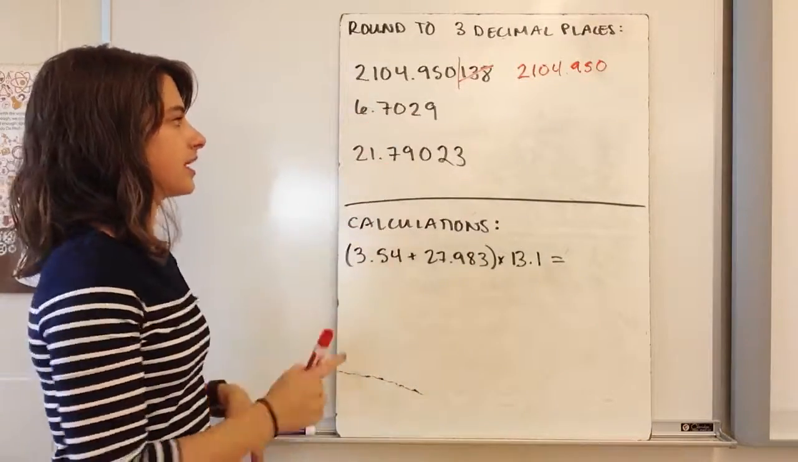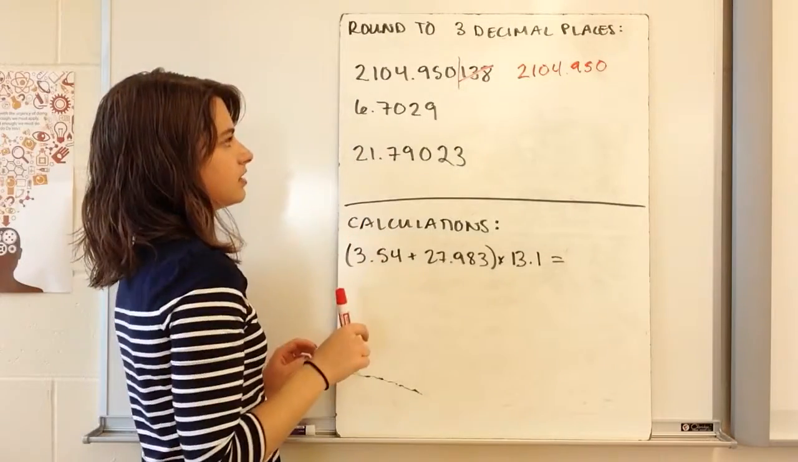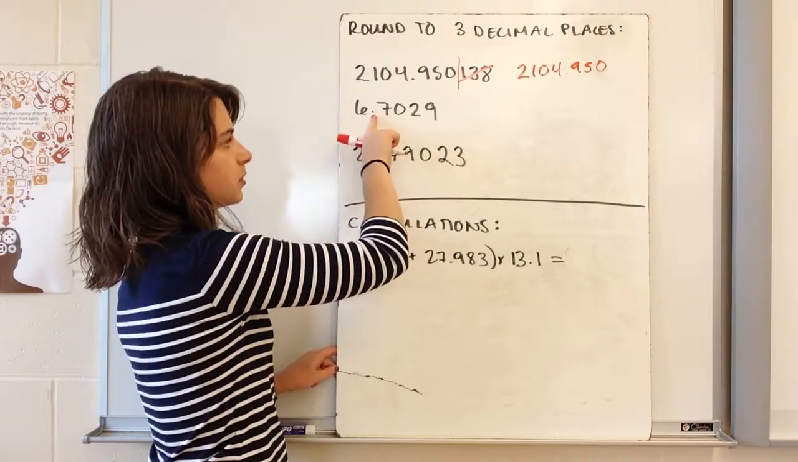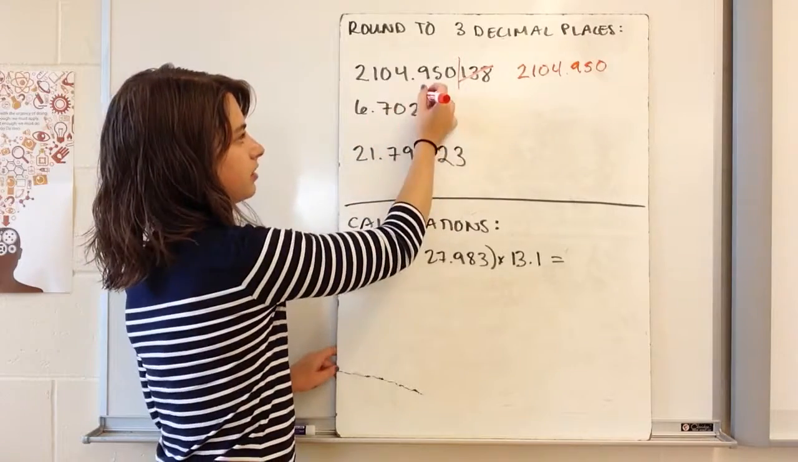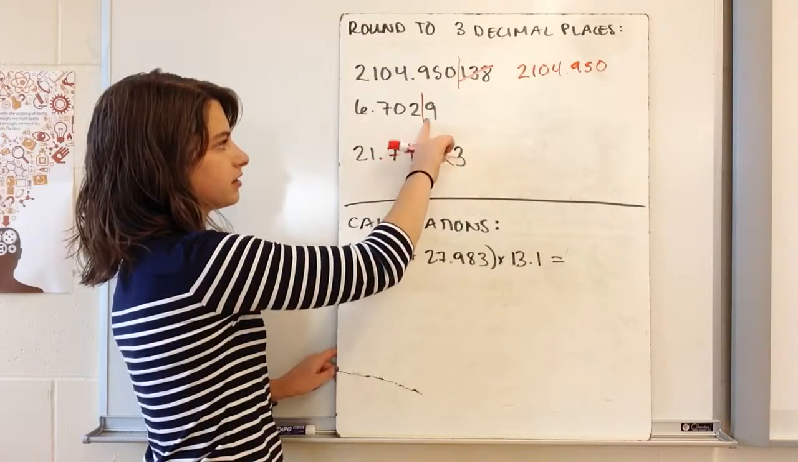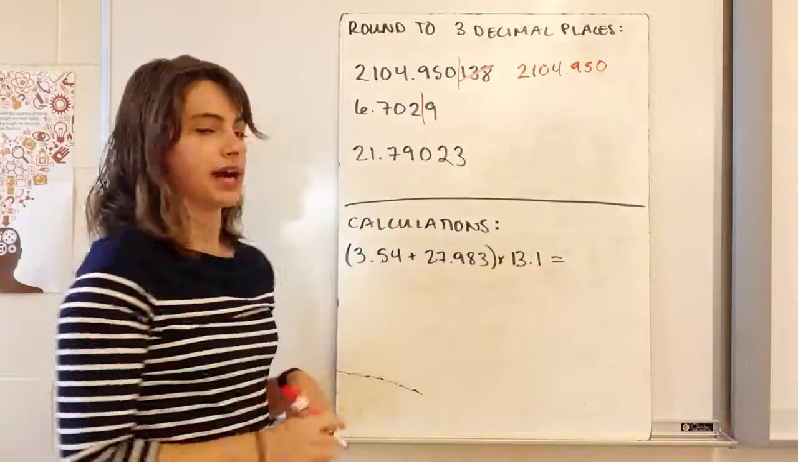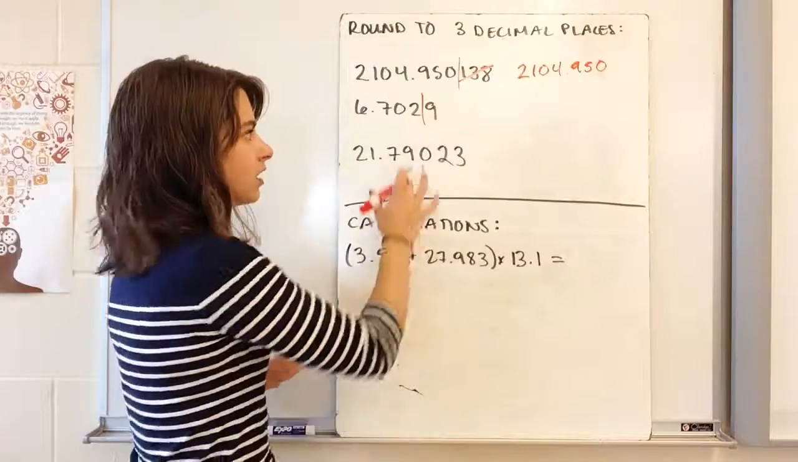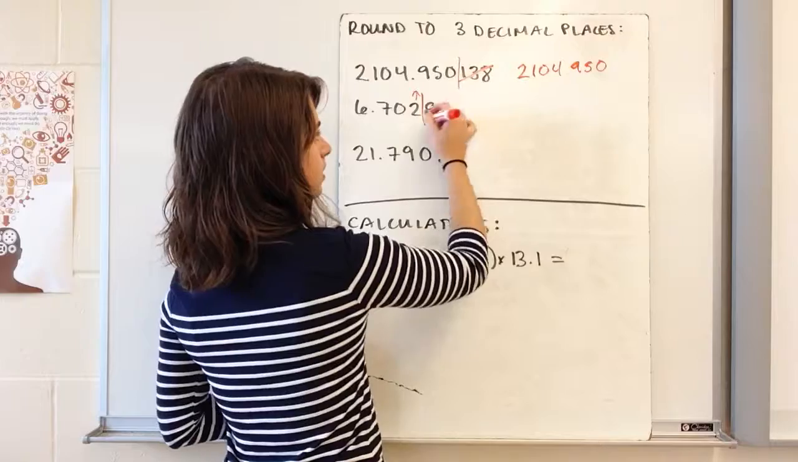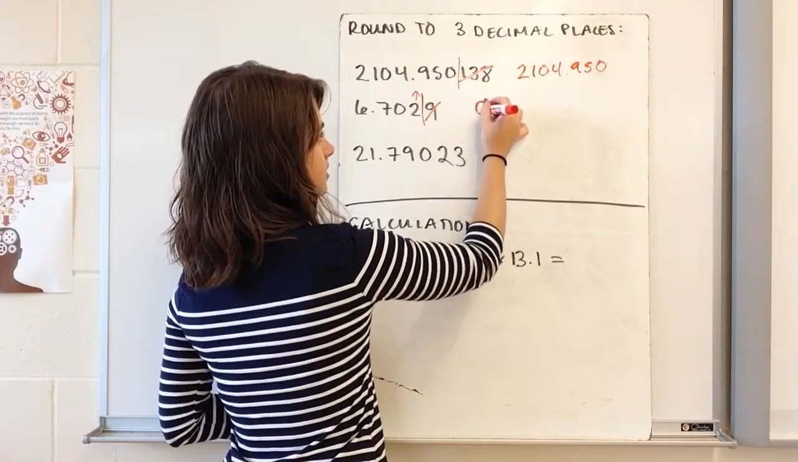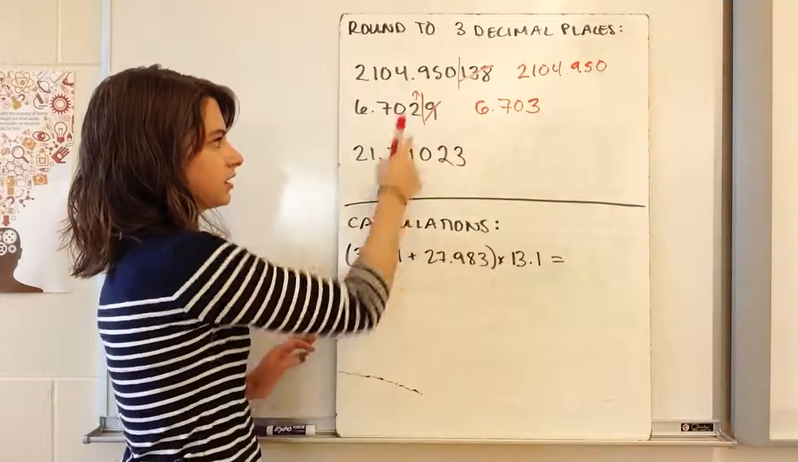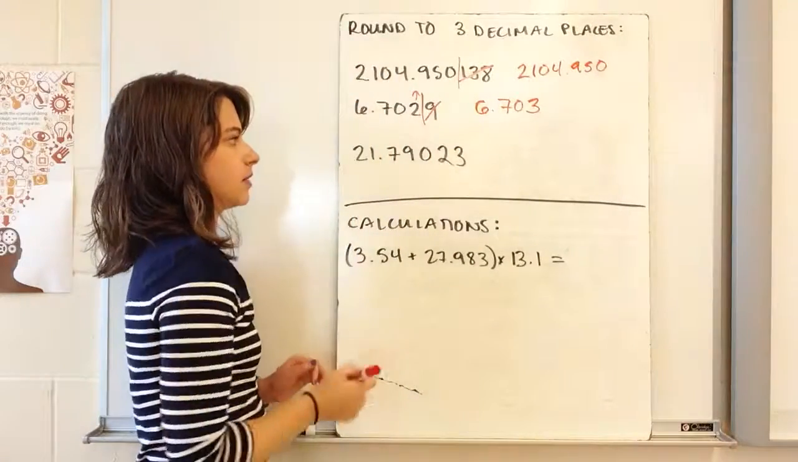Let's look at our second example, still rounding to 3 decimal places. I have 6.7029. I have my decimal point. I'm going to go over 3 decimal places: 1, 2, 3. Draw my line. I'm going to look 1 place to the right. It's a 9. My 9 is bigger than 5, which means that this number is going to go up. So I'm going to have 6.703 because the 9 rounds the 2 up.